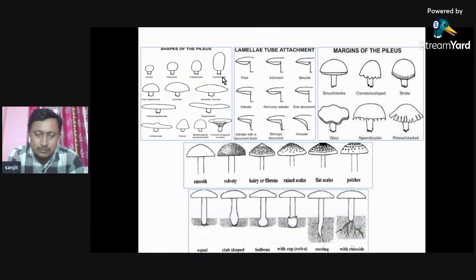Subdecurrent means attached to the stipe at the middle of the part. Adnate with a decurrent tooth. Tooth-like structures are observed in this type of mushroom. So these are the lamellae attachments.